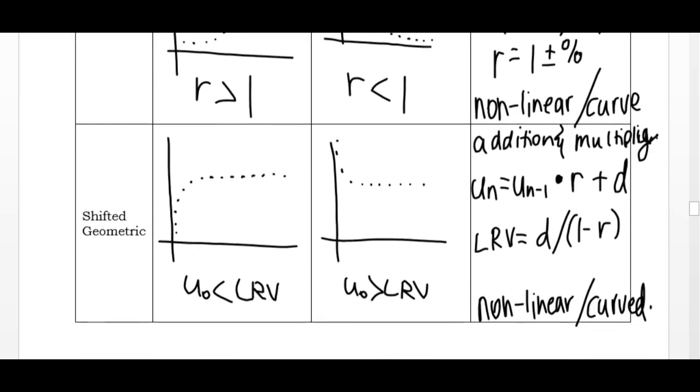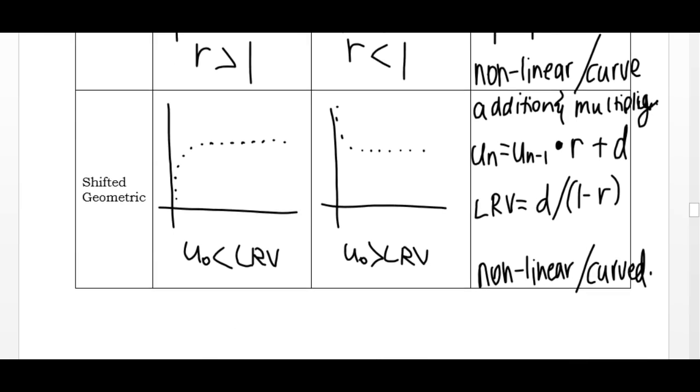The third sequence we talked about is the shifted geometric sequence, and that happens when we use addition and multiplication in our formula. So here's my general form for that. To get my next, to take my last, I would multiply it by a ratio and I would add a common difference. So there's no real formula to determine these values, but we do have a formula to determine the long run value. So the long run value would be the difference divided by 1 minus the ratio.